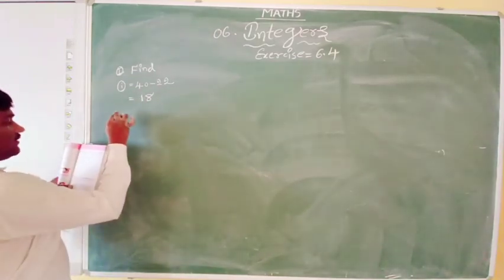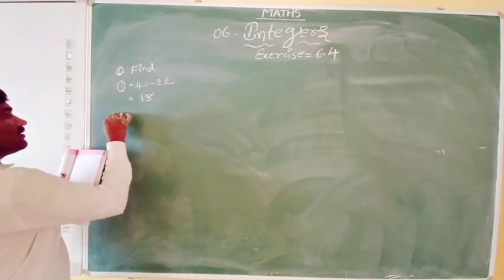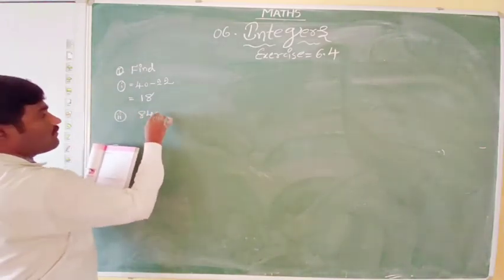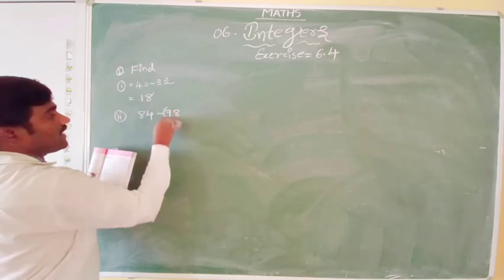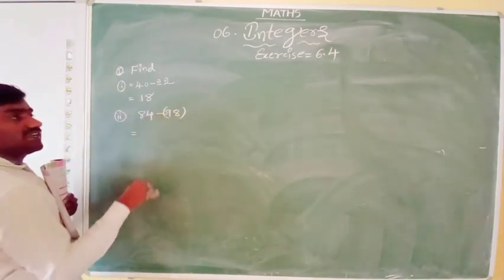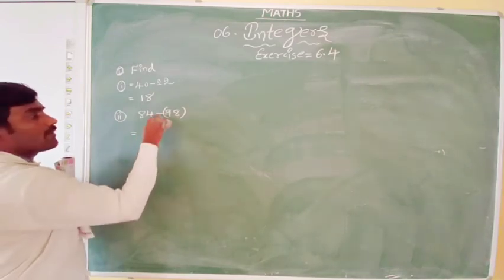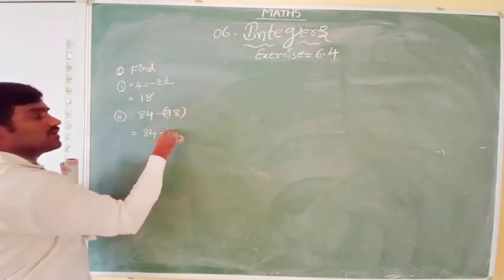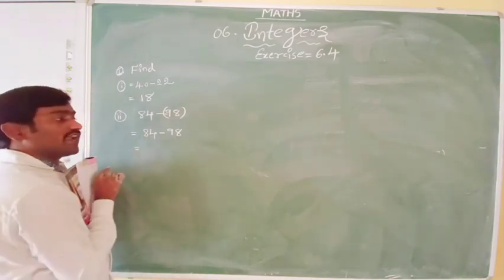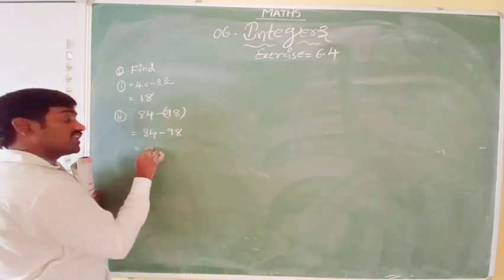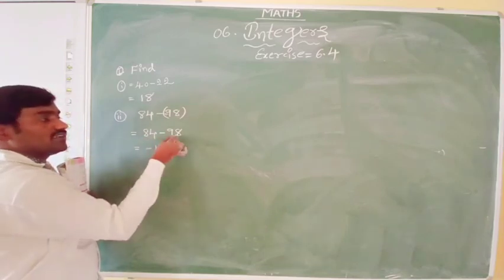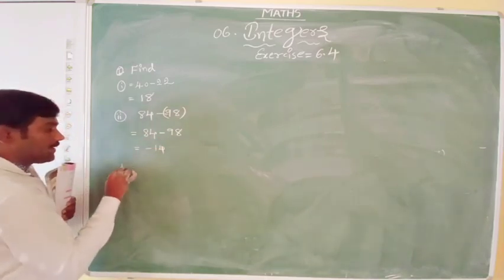Simple, no? Very simple. Then the second one, 84 minus 98. Don't worry that you got a bracket here. It is nothing but a plus 98. 84 minus into plus minus 98. Okay. From 84 you subtract 98. No, we cannot subtract that normally, but we can subtract when we get a negative integer. 84 minus 98 is minus 14.